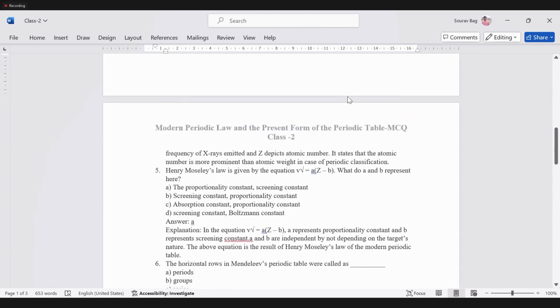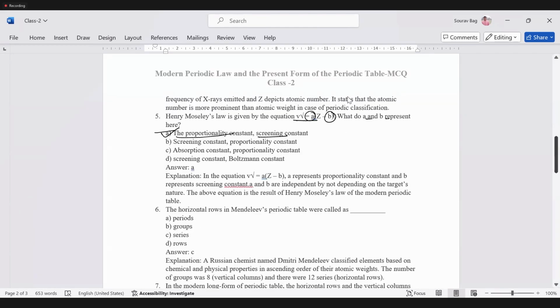If you see, Henry Moseley's law is given by this equation. What do A and B represent here? A is the proportionality constant and B is the screening constant. Here the screening constant B is defined by this sigma. In this class, I already talked about this sigma. This is the screening constant or the shielding constant.